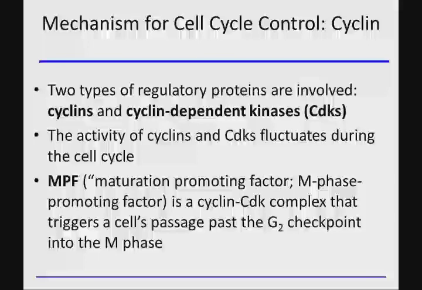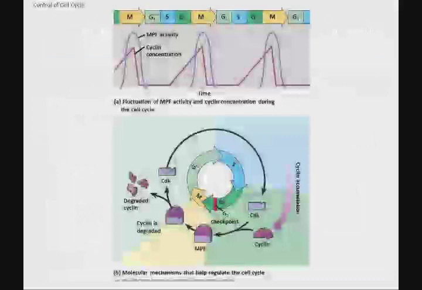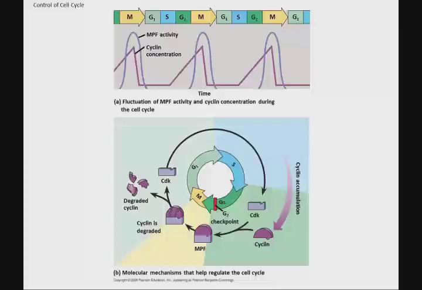So this cyclin CDK complex, the MPF, is what's really going to be our big OK, the green light to go through the G2 checkpoint into the M phase. If we graph that, we can look at it like this: a graph up top of the cell cycle, G1, S, G2, and M, and underneath, the concentration of cyclin over time, or MPF activity.